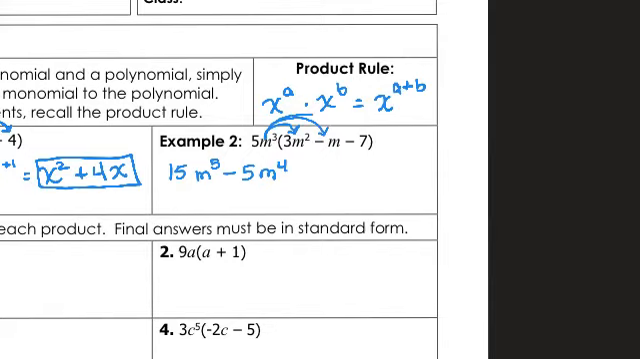And then last but never least, our little constant down here. And so now we multiply positive times negative is negative. 5 times 7 is 35. And you're left with m to the third.